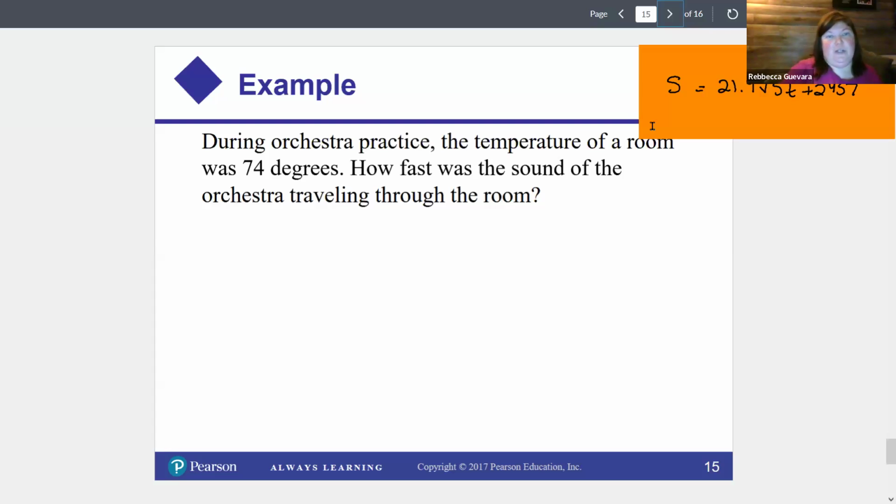So this question says, during an orchestra practice, the temperature of a room was 47 degrees. How fast was the sound of the orchestra traveling through the room? So we just want to figure out what S is. So 21.9 times the square root of 5, and T is my temperature, so that is where 47 goes. So 5 times 47 plus 2,457.